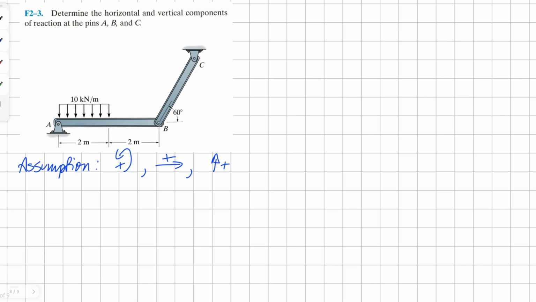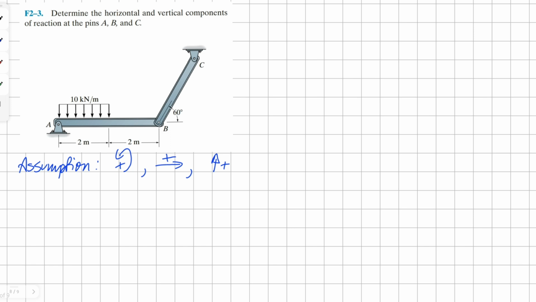In this video, we're going to continue solving fundamental problems for statically determinate structures. Before we begin, our assumptions for all the problems in this video will be that moment is positive counterclockwise, positive is left to right in the x direction, and positive going up in the y direction. Okay, so let's solve our first problem.